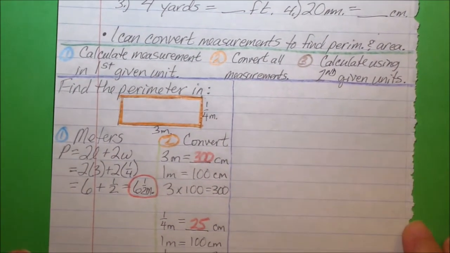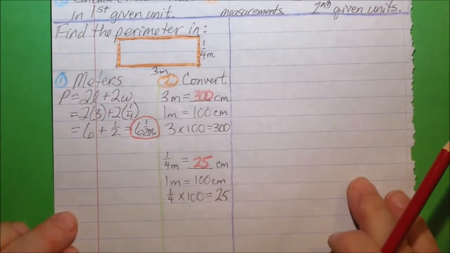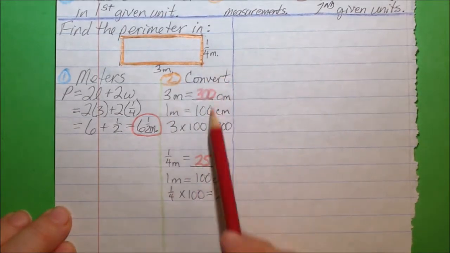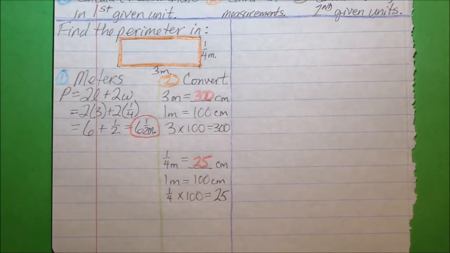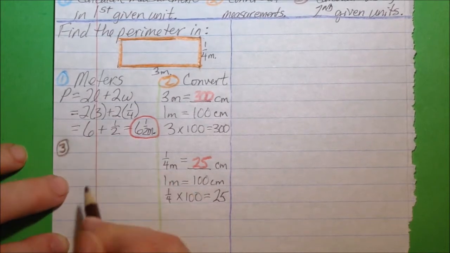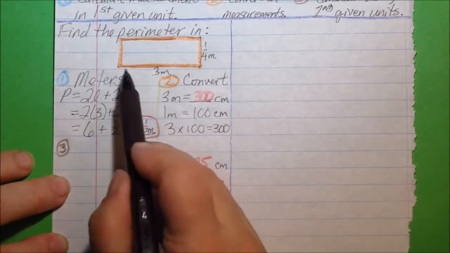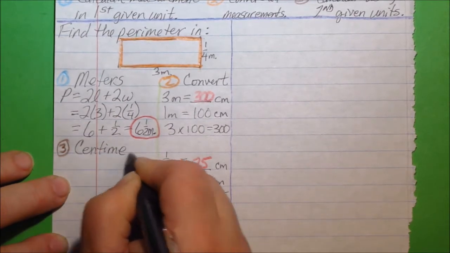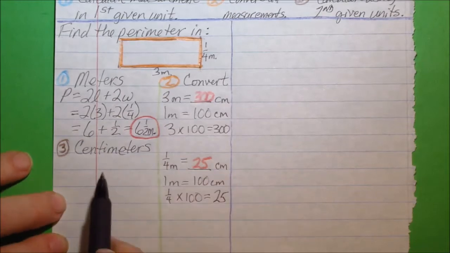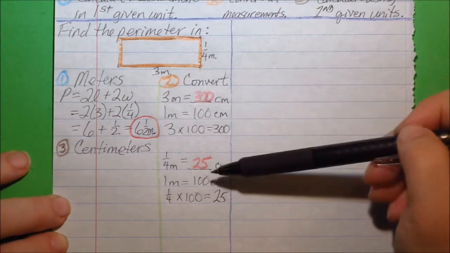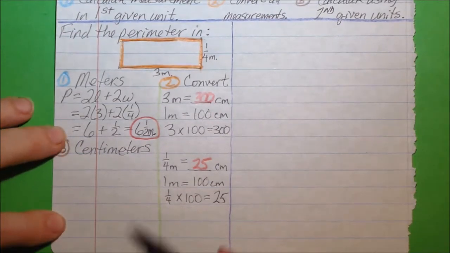Now I have, oops, I better get that up there a little higher. Sorry, guys. Now I have both of these measurements converted from meters to centimeters. So now part 3 is to find out what the perimeter is now in centimeters. So we're just going to repeat the process we did above, only now instead of using these measurements, we're going to use our converted measurements because we're going to try and find out what it is in centimeters.